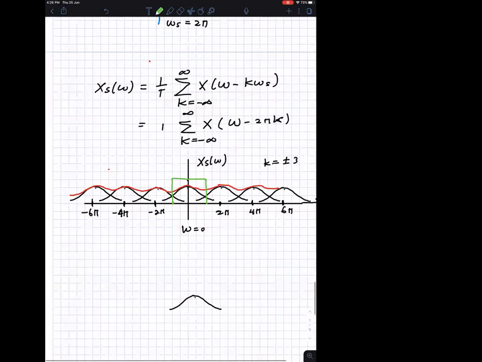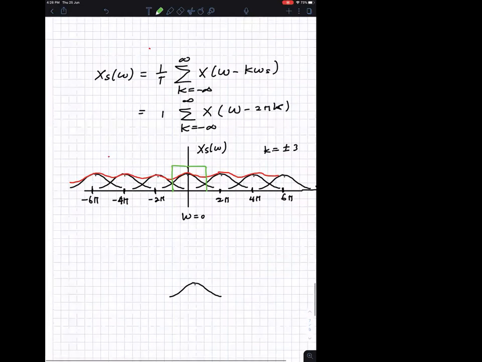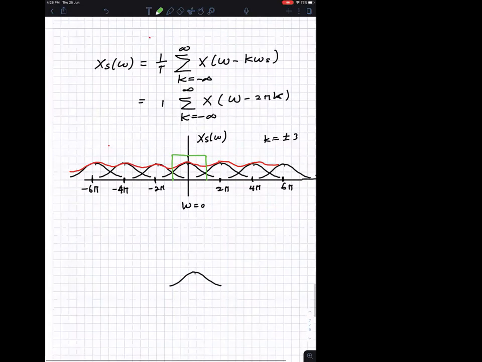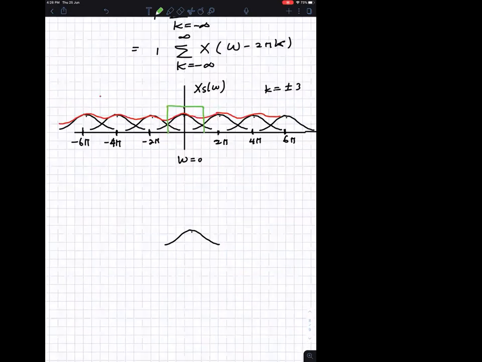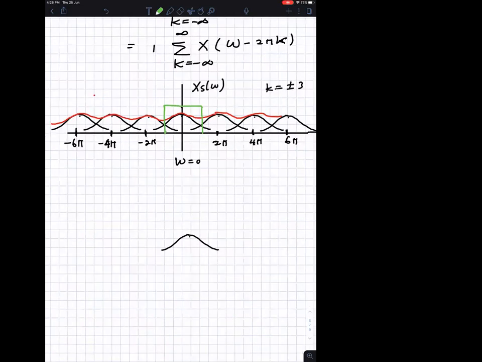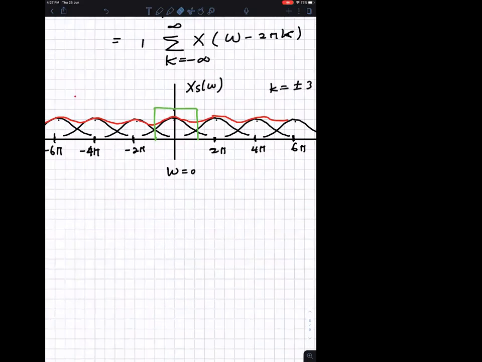So now let me ask you, does aliasing occur in this case? How about JJ? Does aliasing occur? Yes, sir. Yes, aliasing occurs.